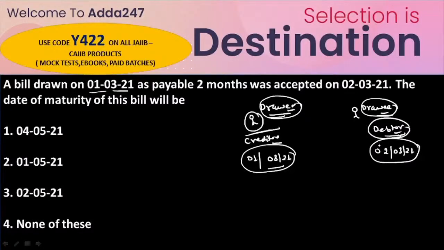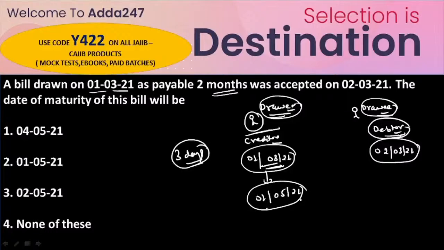So in the bill of exchange, we always add 3 days of grace period to the date of maturity. Okay. So if it is payable after 2 months, then after 2 months the date would be 1st May of 21, and just add the 3 days to this and you will get the date of maturity, and that would be equal to the 4th of May 21. So the answer of this question would be the 4th of May 21.